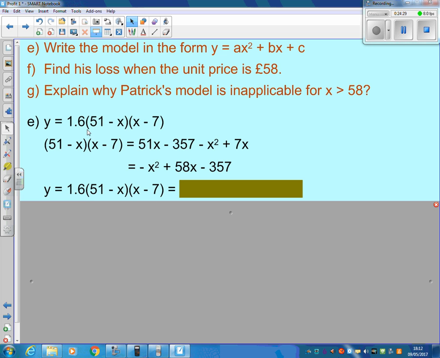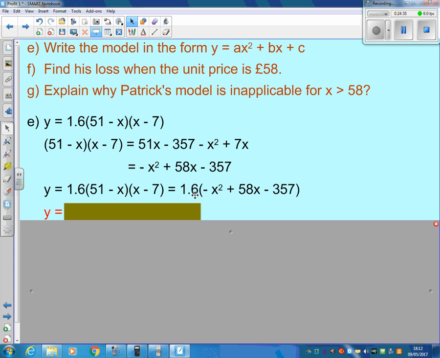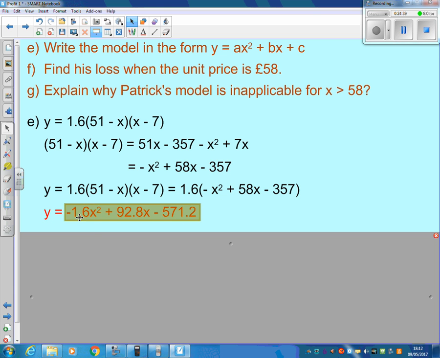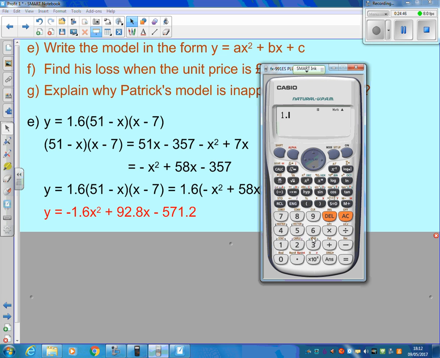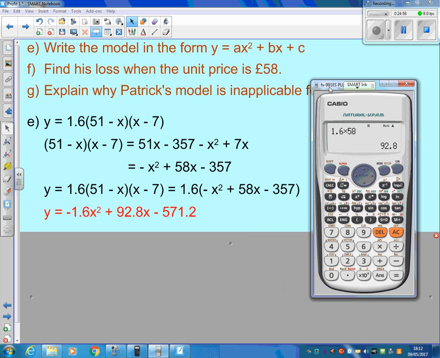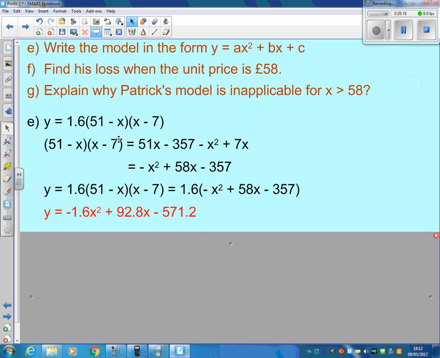Multiply everything by 1.6. So now all I do is multiply these by 1.6. I get 1.6 times minus x squared is minus 1.6x squared. 1.6 times 58, let's check that because that looks quite hard. 1.6 times 58 is 92.8x. And then the last one was 1.6 times minus 357, equals minus 571.2. Okay, so that becomes our equation in expanded form.